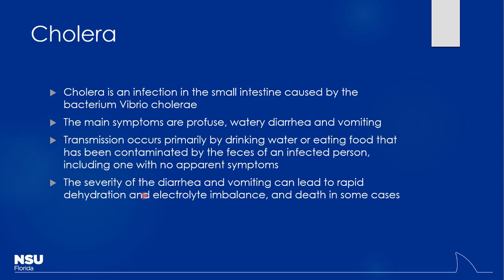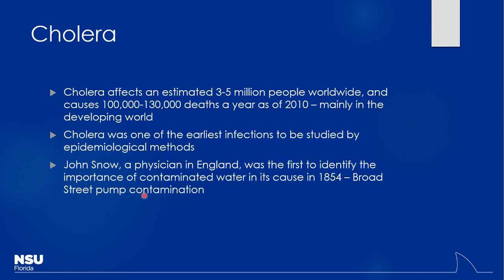And so they found that worldwide it happens in about 3 to 5 million people, and at least in 2010, you found 100,000 to 130,000 people that actually died from cholera, and it was mostly in developing countries. And why do you think that is? Sanitation systems might not be as good, right? So they may not have a way to get clean water, and so in those cases, that's where cholera can potentially be spreading.